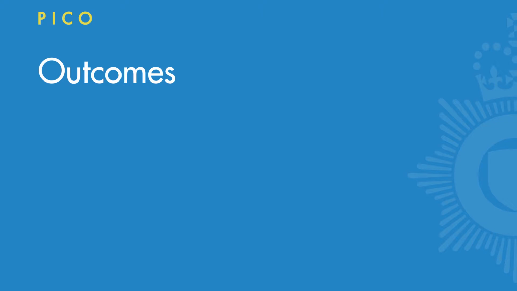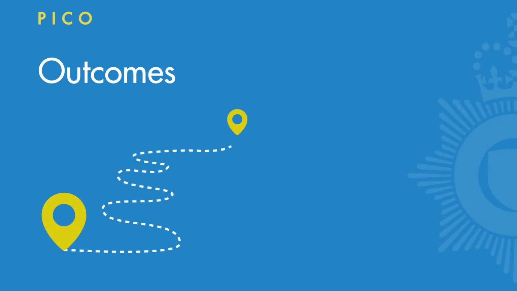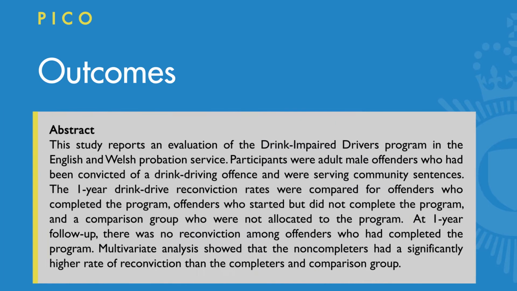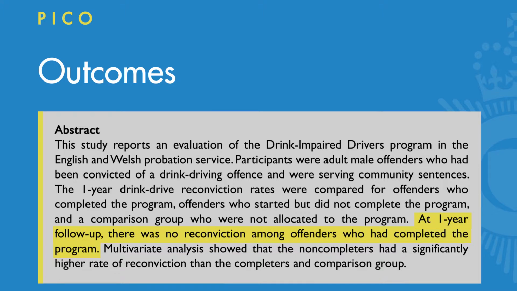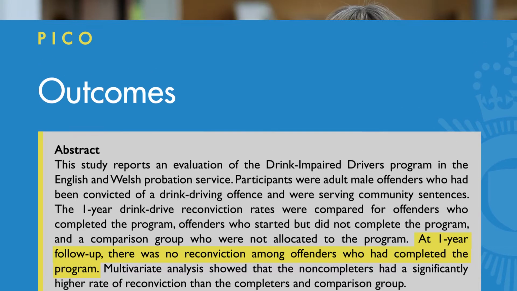Finally, O is for outcomes. What are the intended outcomes of the intervention? These will be measurable and help inform the main findings. In this study, the intended outcome is to reduce reconviction as measured by 1-year drink drive reconviction rates.